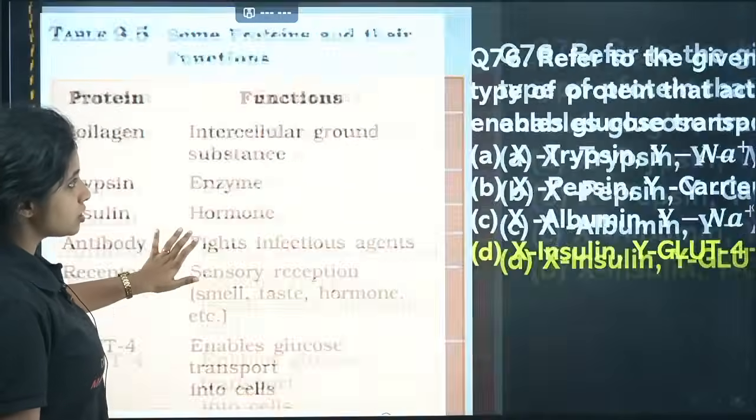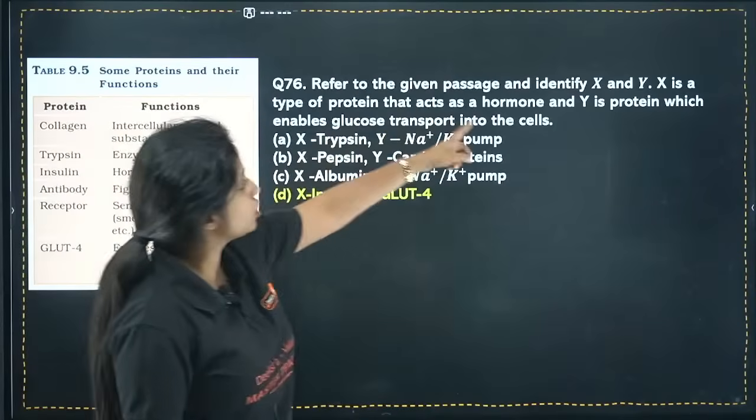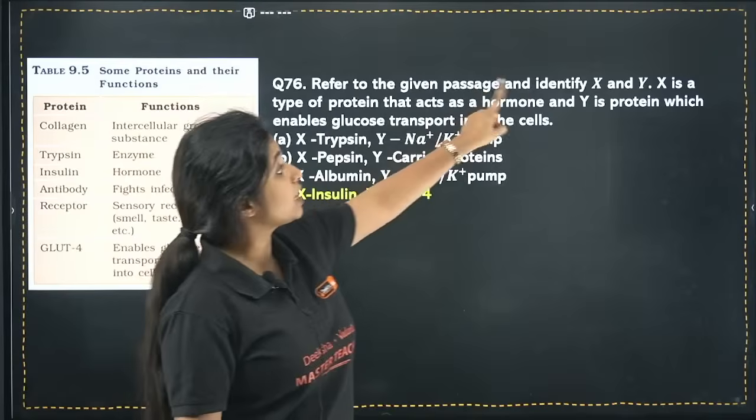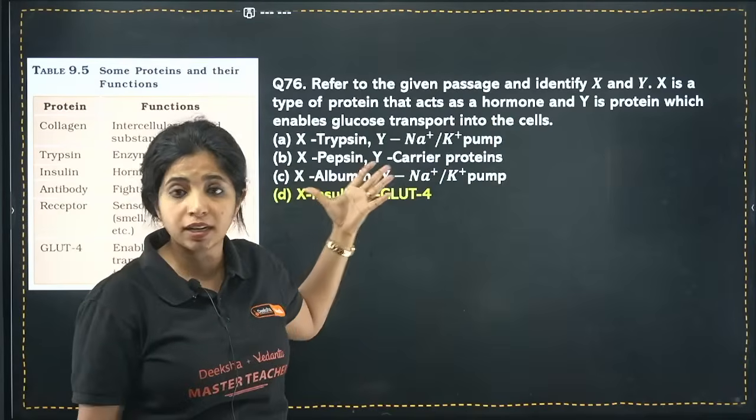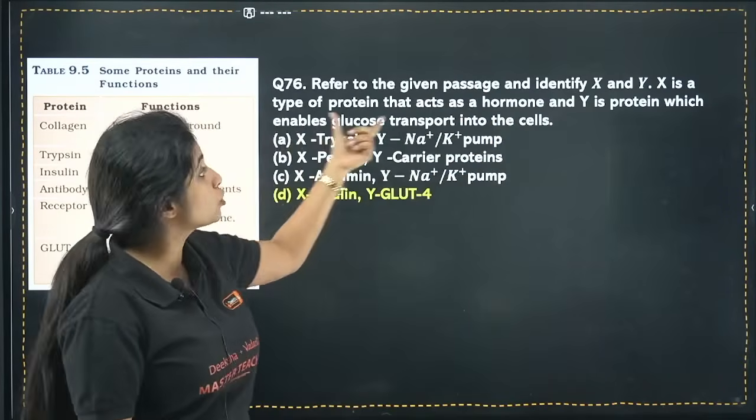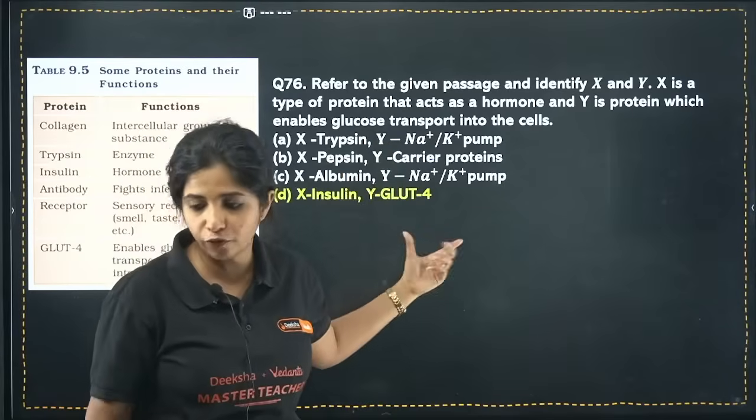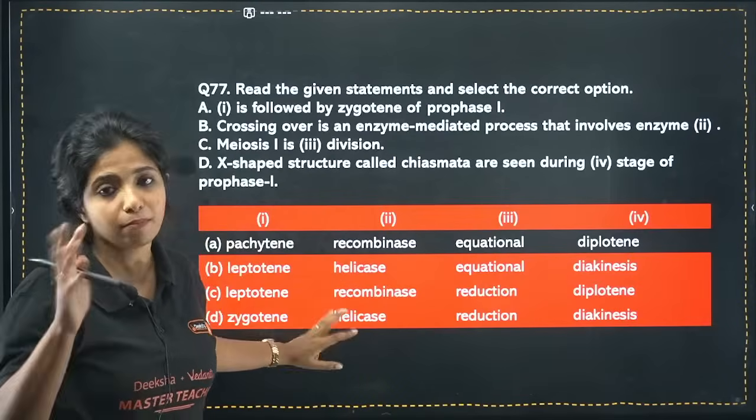If you get questions like this, make sure you get it. Over here the question is, X is a type of protein that acts as a hormone. So hormone is what? Insulin. Y is a type of protein which enables glucose transport. It is going to be GLUT4. So these types of questions could be coming in. Make sure you check it out.